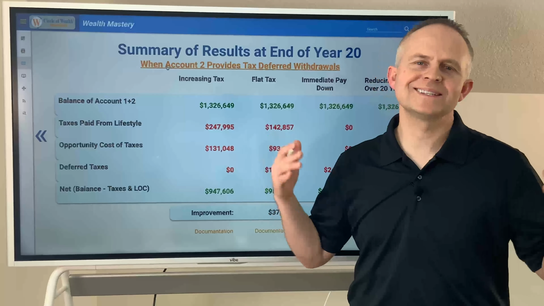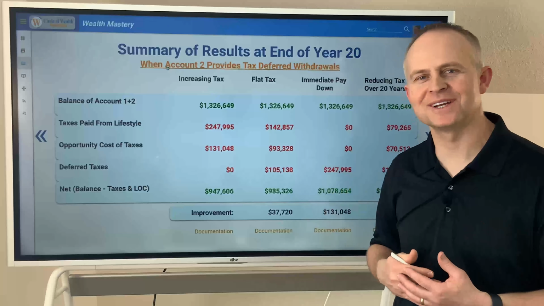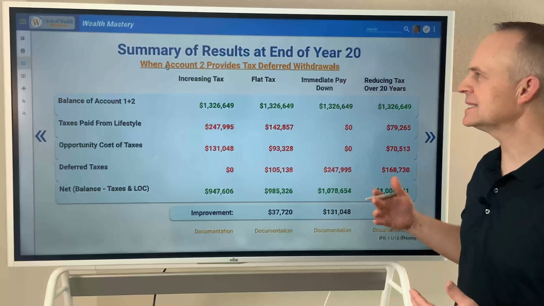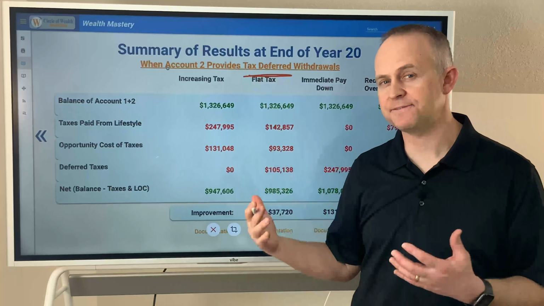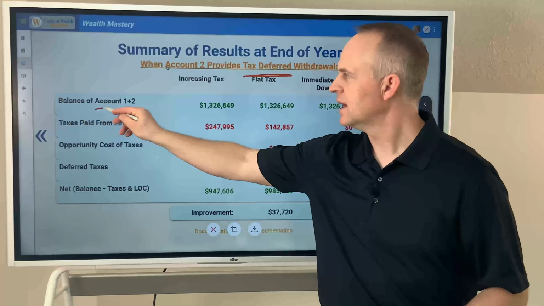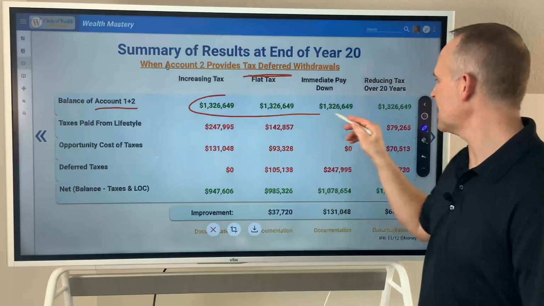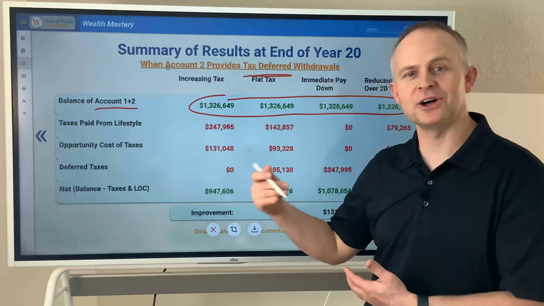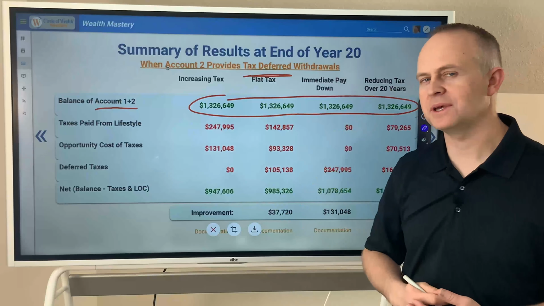Okay, so what is the net result of all of this? Like, what is the summary of what we've learned as we talk about all these different analogies and scenarios? Well, in this example, we're talking about a tax deferred situation. So not the tax favored, but the tax deferred situation. We first have our balance of accounts number 1 and 2. Remember, it's still $1.3 million. All right, in all of these examples, our net result in accounts number 1 and 2 would be $1.3 million.